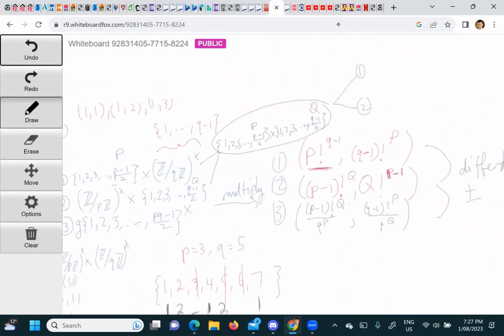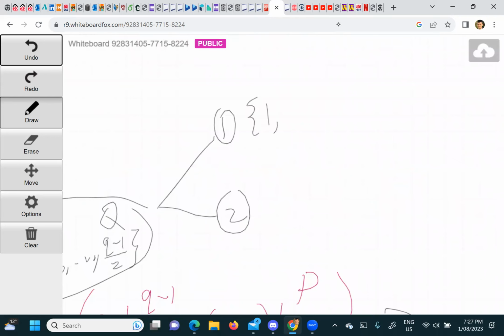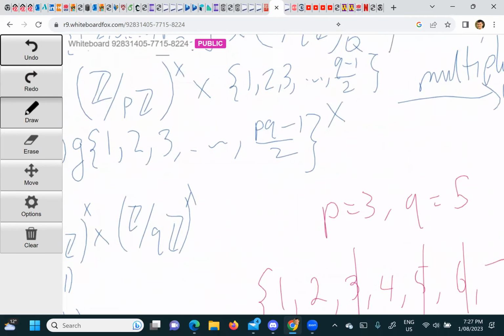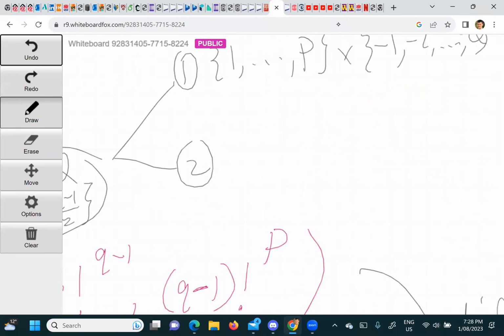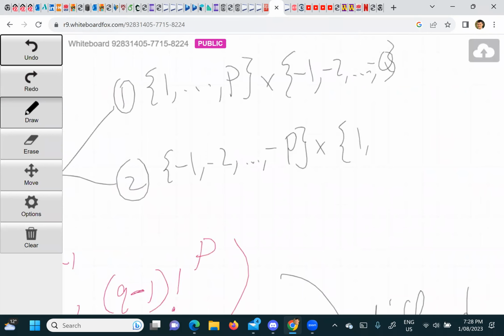So 1 becomes 1 all the way up to capital P, cross negative 1, negative 2, all the way up to negative capital Q. And the same thing happens for 2. For 2, you get rid of the positive half, so you only have the negative half left for the P. So 2 becomes minus 1, minus 2, all the way up to minus P, cross 1, 2, all the way up to Q. And can you see that everything in the first set is actually the negative of something in the second set?